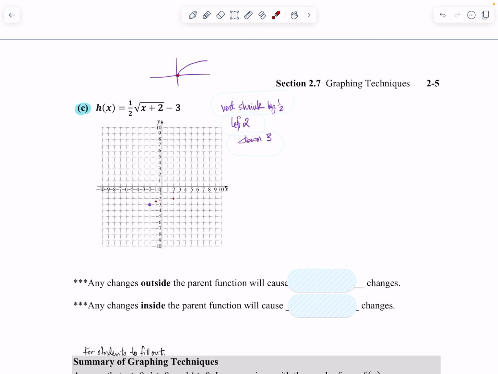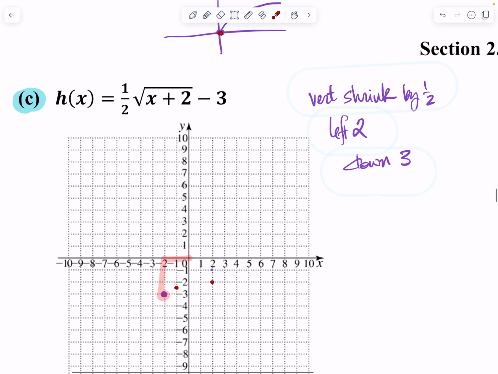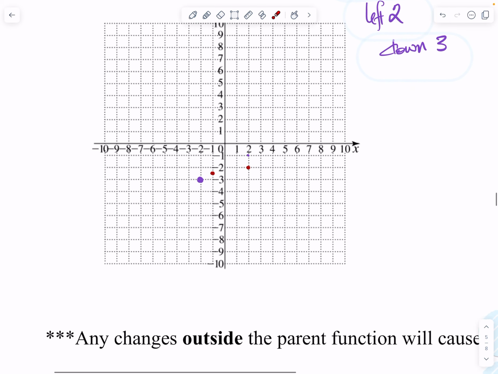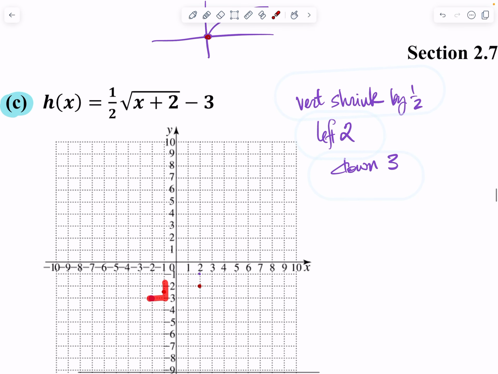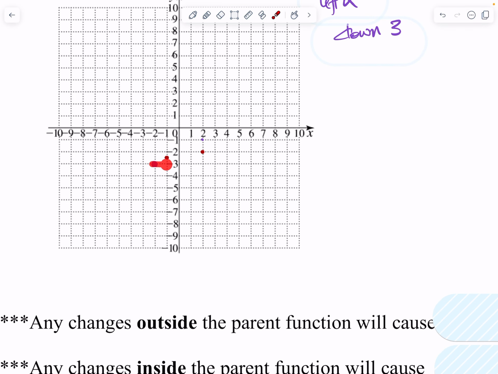So let's talk just about the left 2 and down 3. That part is kind of easy. So we've got left 2, down 3. You can see that I've already got this piece of my graph. Now, normally this guy would have gone to the right 1 and up 1, and that's without a vertical shrink. So normally he would have gone right 1 and up 1. This kid, though, is only going to go right 1 and up 1/2 because he does everything half as much as his parent does.